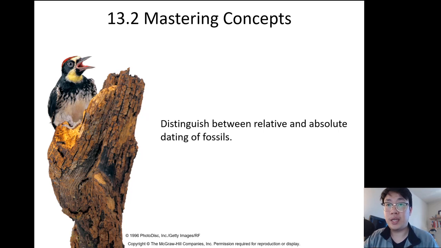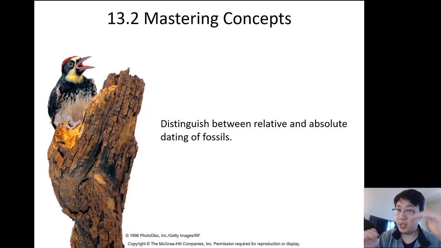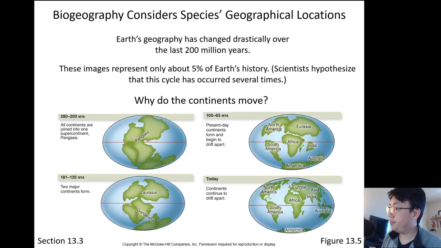Now distinguish between relative and absolute dating of fossils. Remember, absolute is using precise chemistry to calculate the age of a fossil. Relative dating is guessing between the fossils, the era of the rocks, and all of that, so to speak.